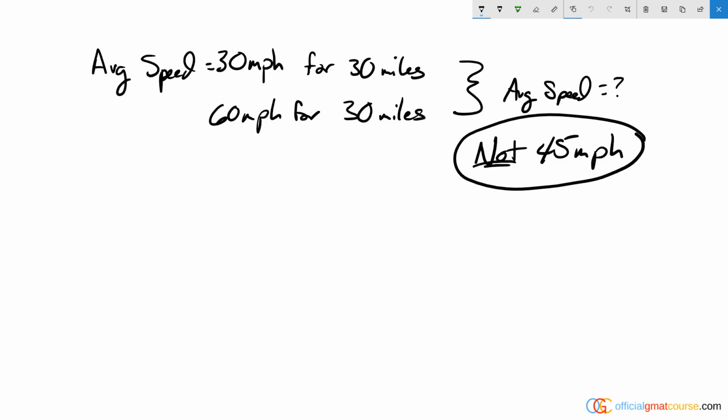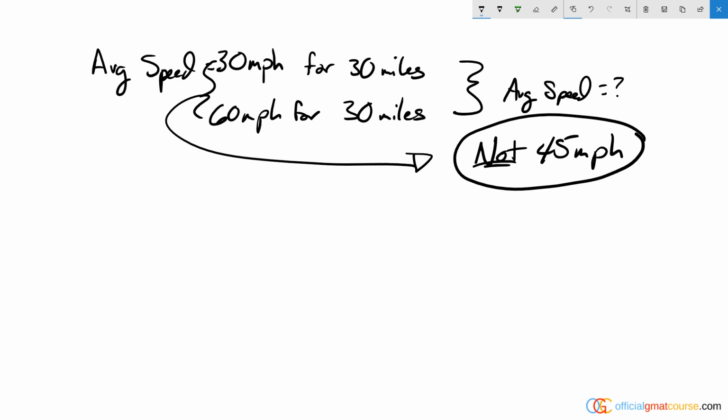So we have an average speed question where we are looking at two different speeds that were driven, both for 30 miles each, and we're looking for what was the average speed of the whole trip. Now, obviously, if we just did a straight line average of these two, we would come up with 45 miles an hour. But just having an idea of how hard of a test this is, it's pretty obviously not going to be 45 miles an hour.